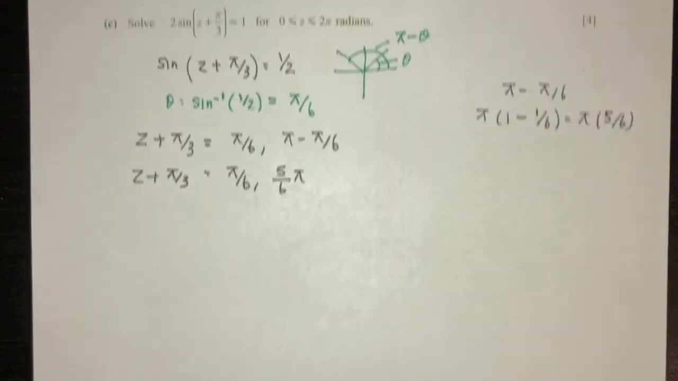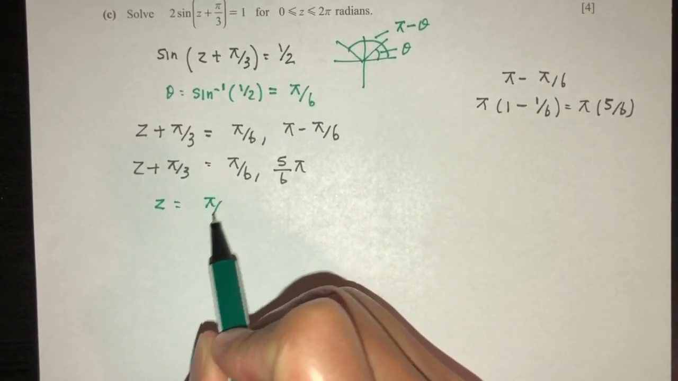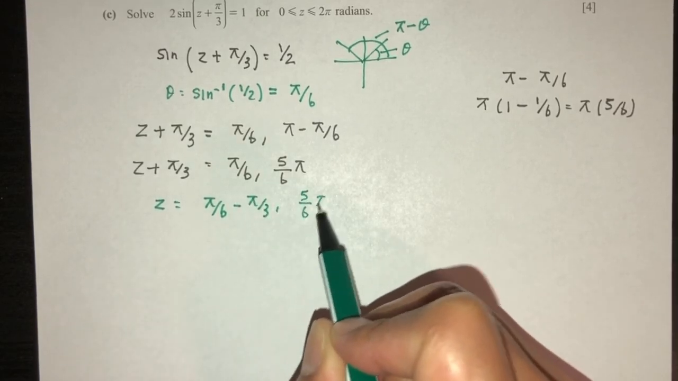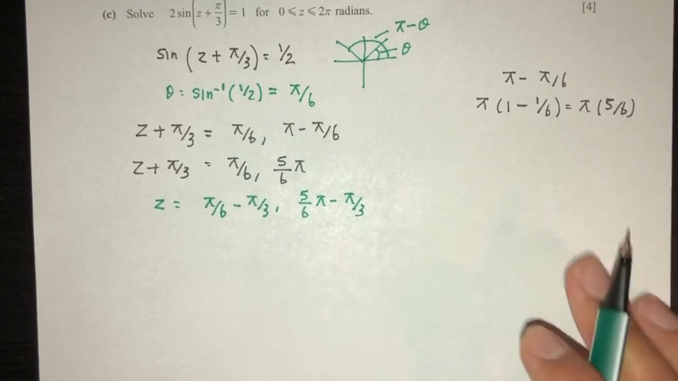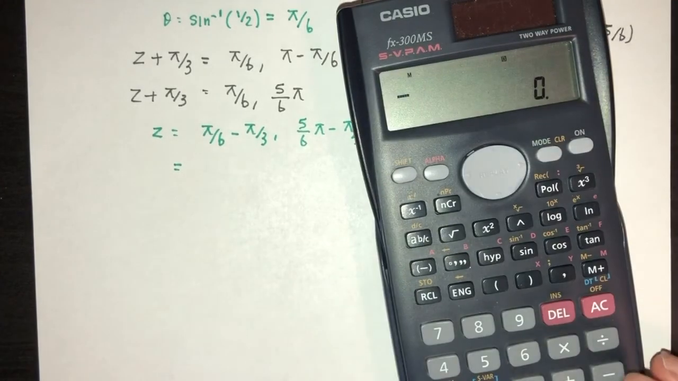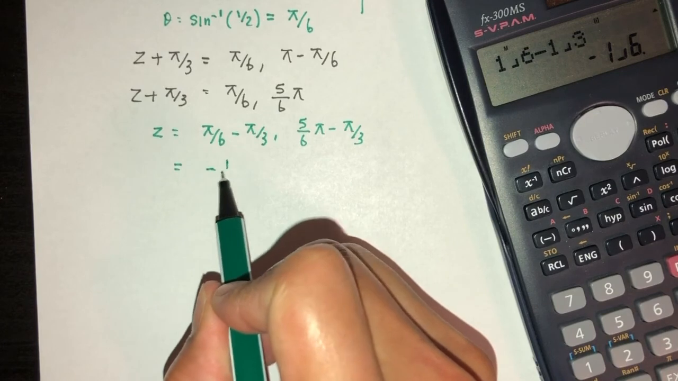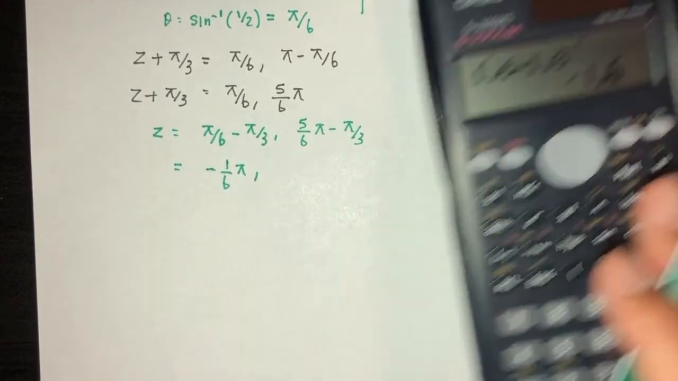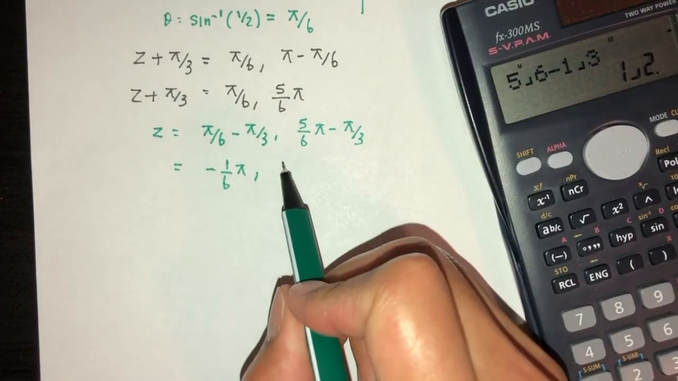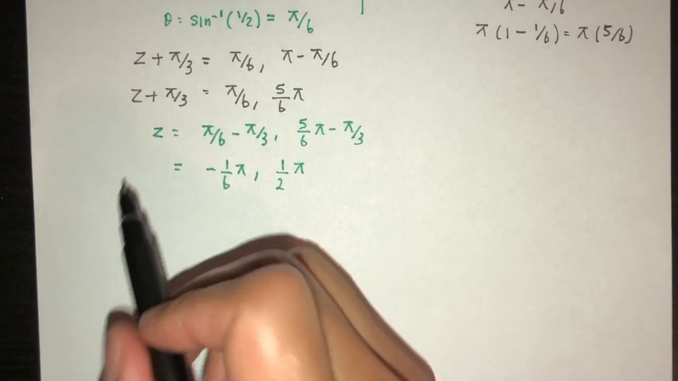Okay. Now to find z, we have to subtract pi by 3, right? So that will be z equals pi by 6 minus pi by 3, and 5 over 6 pi minus pi by 3. Let's see what you would get. So 1 over 6 minus 1 over 3, that will be minus 1 over 6 pi. And 5 over 6 minus 1 over 3, that will be half. So here is your value of z.